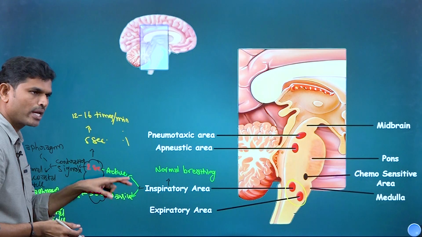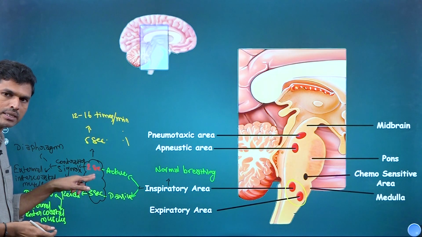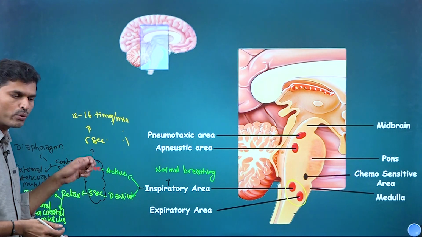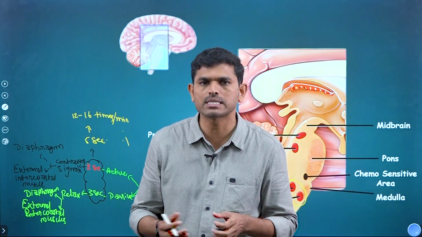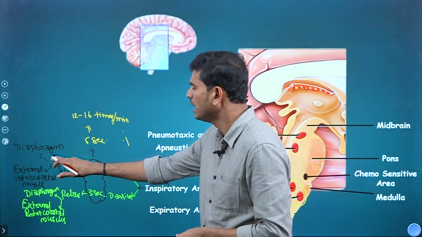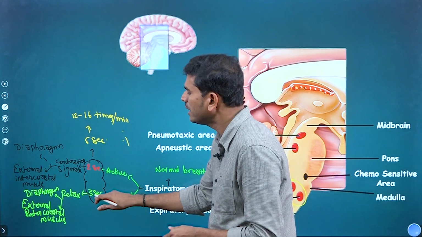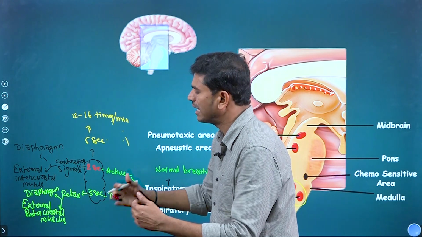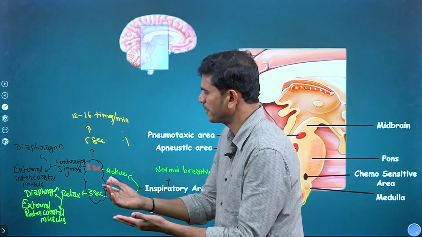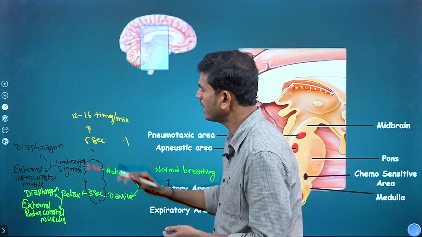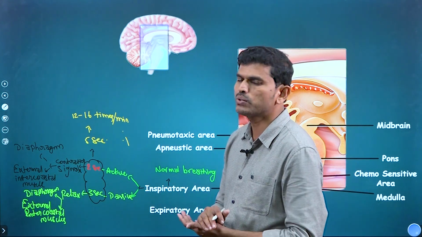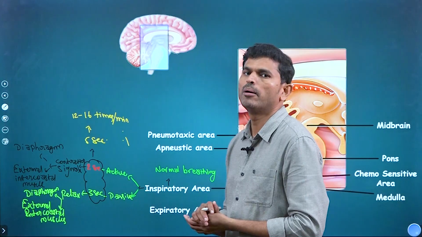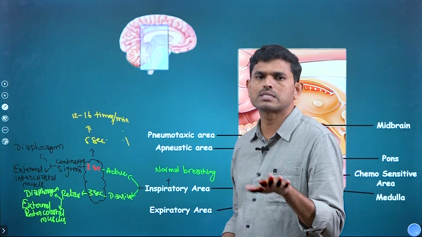In those 5 seconds, for 2 seconds it stays in active mode. At that time, what can it produce? Contraction signals. Because of this, inspiration happens. For the next 3 seconds, it will produce the relaxation signals. By that, expiration will be completed. So likewise it completes 12 to 16 cycles per minute, that too in normal physiological conditions.